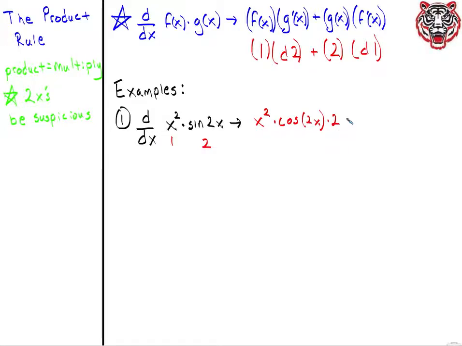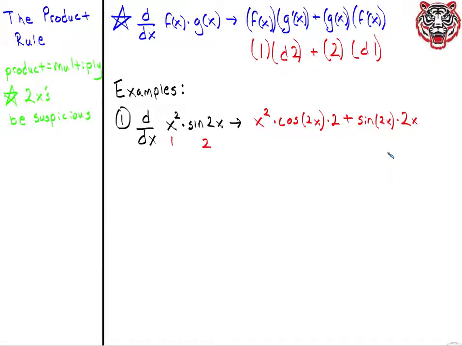What comes now, Isabel? You had the next part for us? Times... no, it was the other one, plus. Thank you. You got it. Someone tell me what to fill in here. Sine of x squared, and then times 2x.